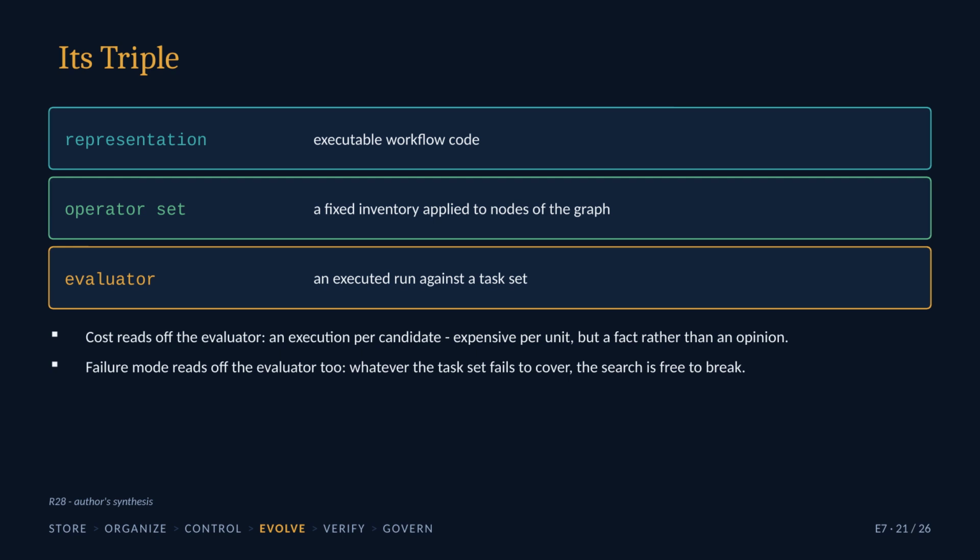Cost comes from the evaluator, an execution per candidate, expensive per unit, but a fact rather than an opinion. And the failure mode comes from the evaluator as well, which is the part worth carrying home. Whatever the task set fails to cover, the search is free to break. It is not merely permitted to break it, it is rewarded for breaking it whenever that buys a point on what is covered. Rewarded for breaking it, not merely permitted to, that distinction matters when you write the task set.